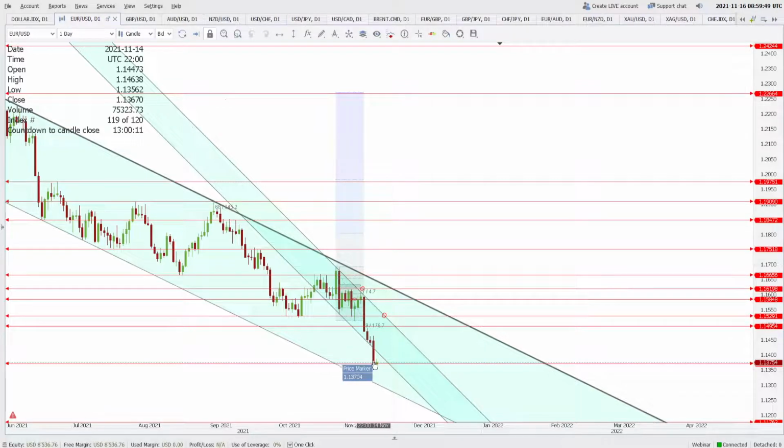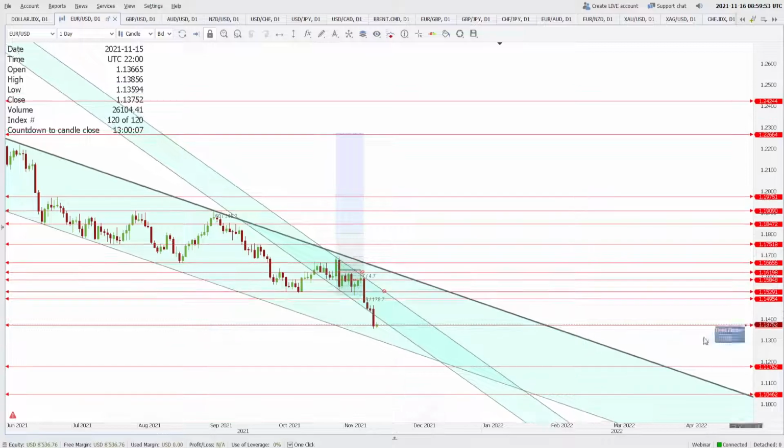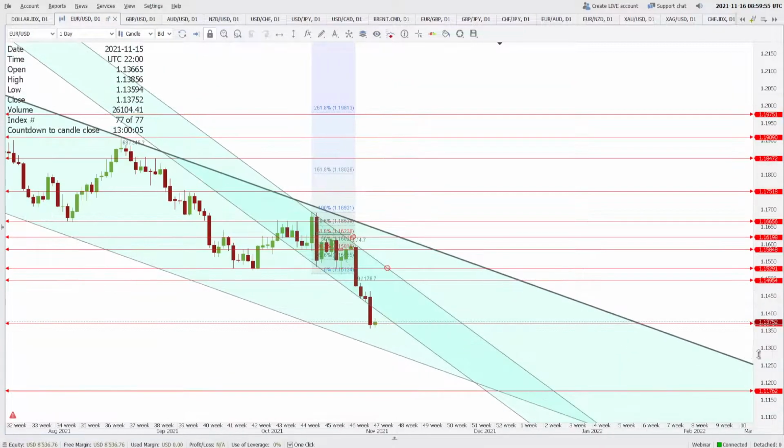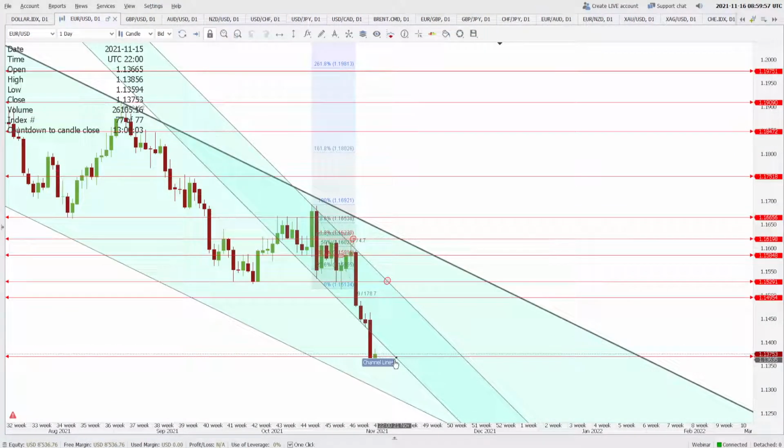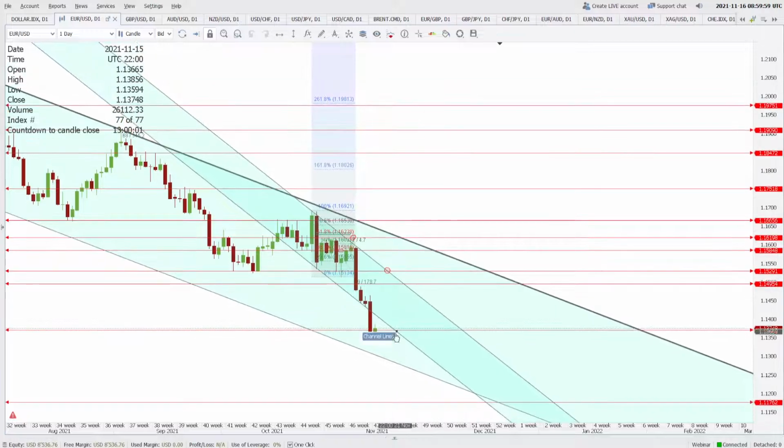I'm expecting the price to consolidate for a bit before it goes down or up from here. Right now 1.1370 is the immediate support for the price, and on the lower side we have 1.1176 as the next support. On the upside we have resistance at 1.1495 for the euro.